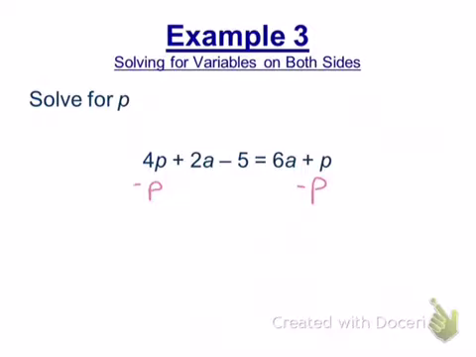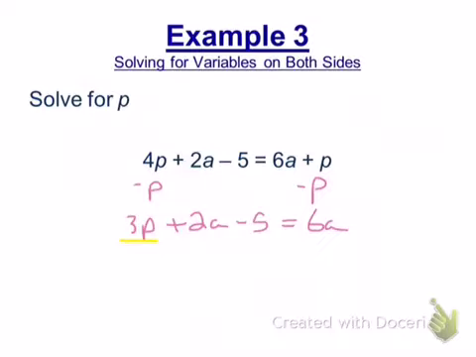And that will give us 3P plus 2A minus 5 equals 6A. Now, this doesn't really look any better than it looked before. But I've accomplished a major task, right? I have one term that has P in it. Before I had two, and they were on opposite sides. That's not good. I don't like this. All right, so what do we have to do now to get this term by itself?